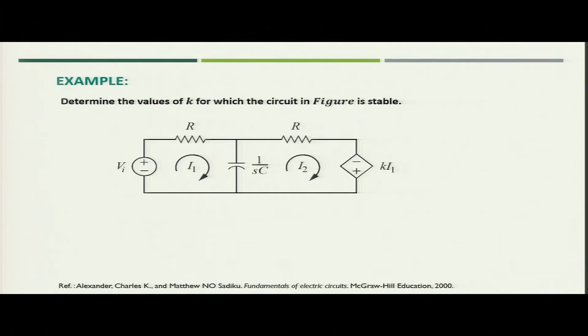Now, let us take one example so that we can understand the concept. We need to determine the value of K for which the circuit given in the figure is stable. Here you see that you have one energy storage component, that is a capacitor, 1 by Sc is the value of the capacitance in S domain, and we have two resistances. We have one dependent voltage source which depends upon the current flowing in this loop. So, we need to find out the value of K for which this particular circuit will be stable.